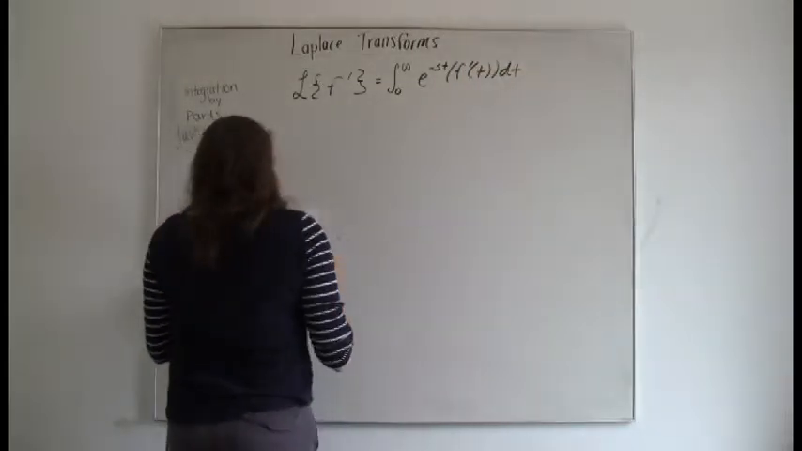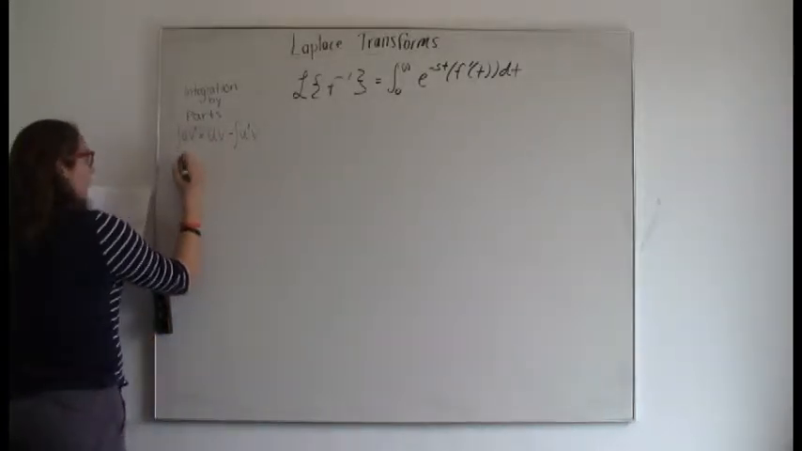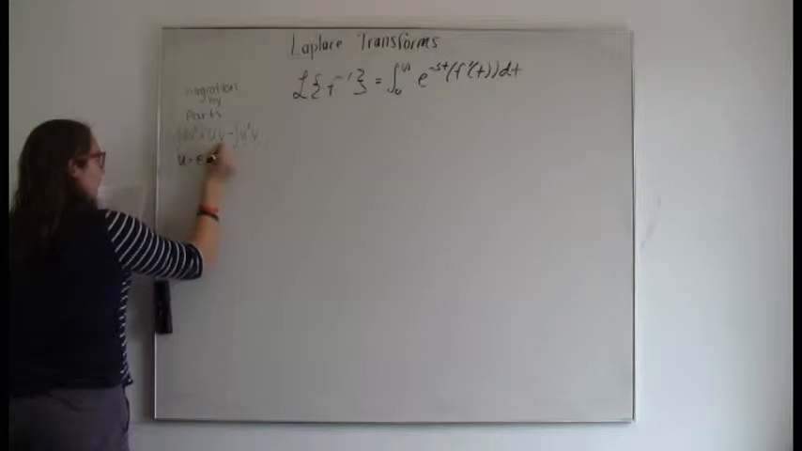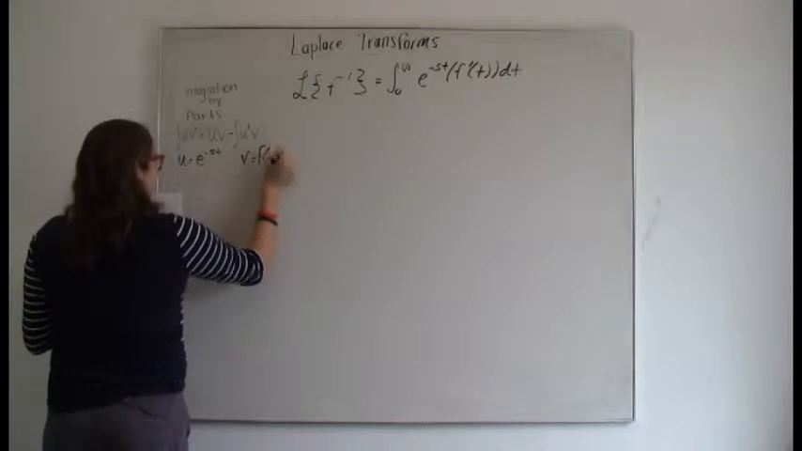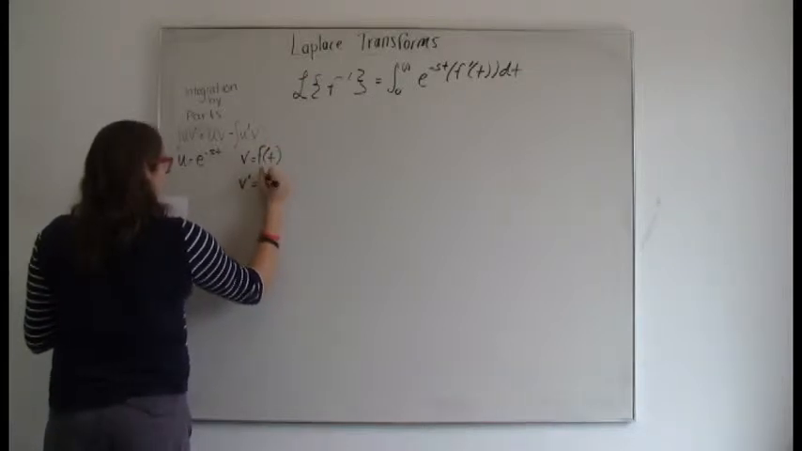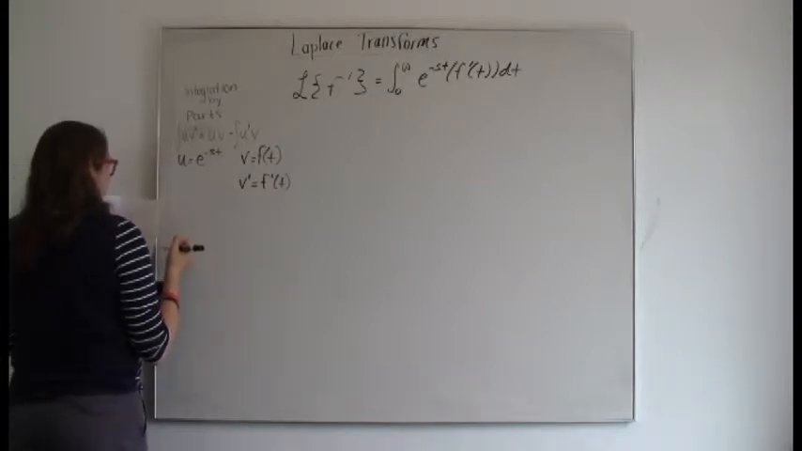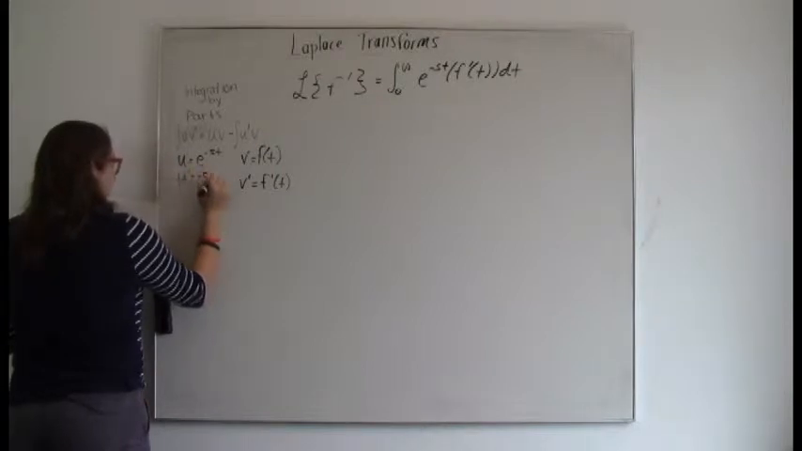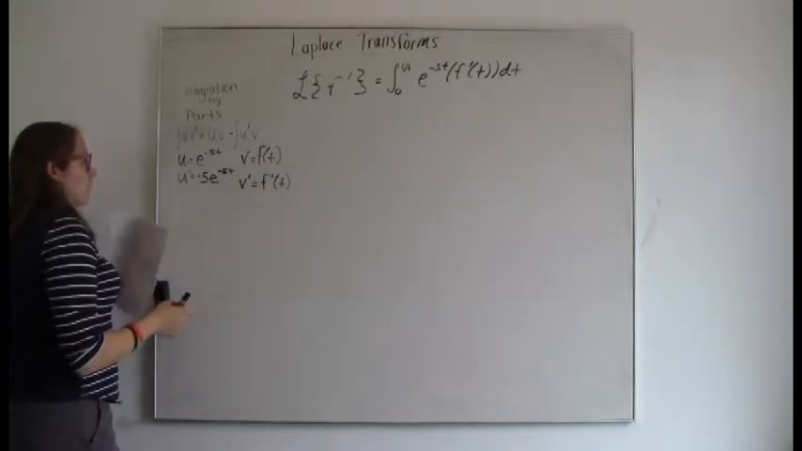And now if we go back to our handy-dandy integration by parts, we can assign u and v to figure out what this is actually equivalent to. So if we set u equals e to the negative st and v to be f of t, because that's a simple integration from the derivative v prime, which is f prime of t. I think you can all probably follow that logic. So then we derive u to get u prime as negative s times e to the negative st. So now we go back to our integration by parts.